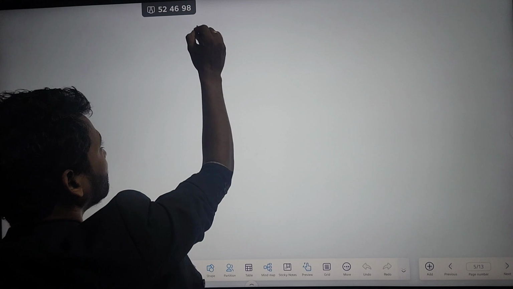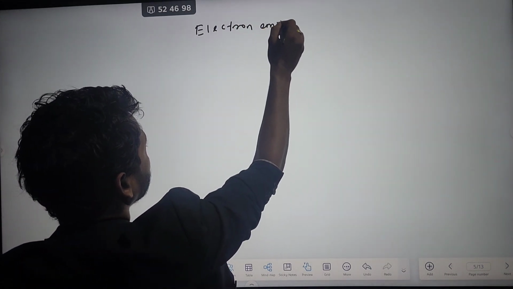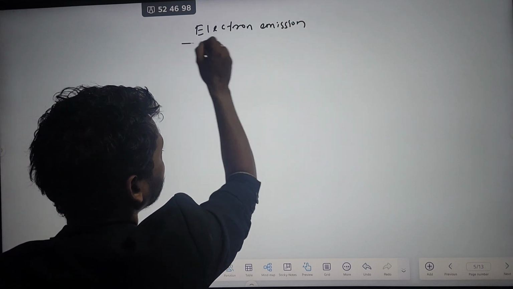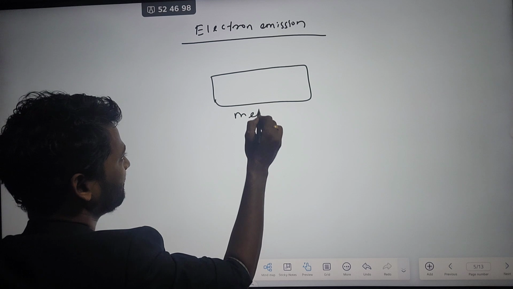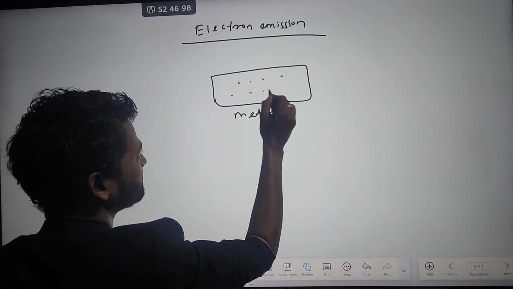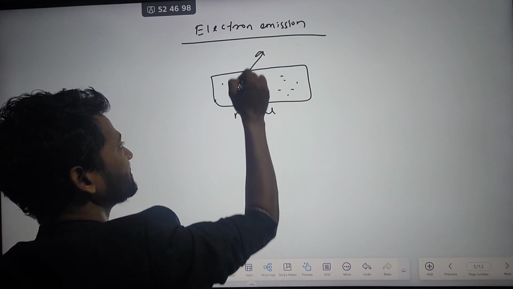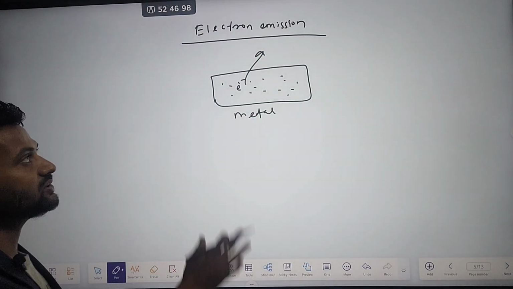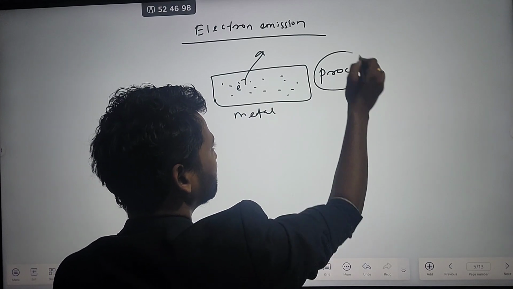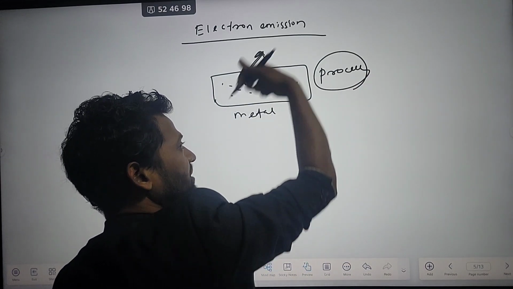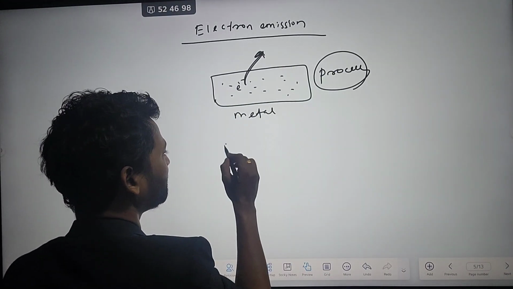Okay? So what is electron emission? Electron emission is a process through which electrons escape from a metal surface. This is a metal and these are the electrons. So it's a process, or a phenomenon, through which electrons escape from the metal surface. That is called electron emission. Right?